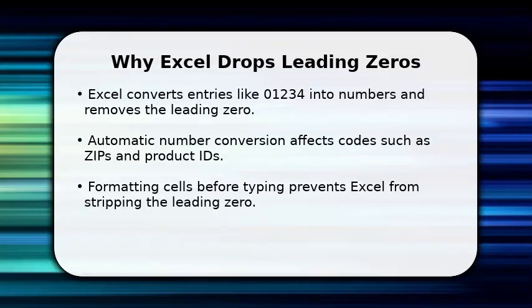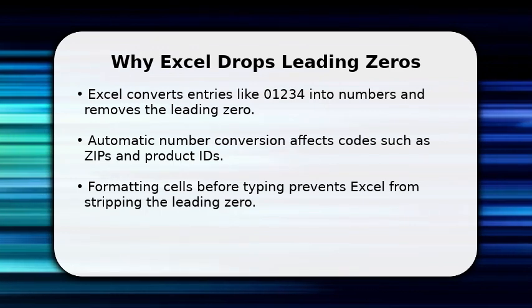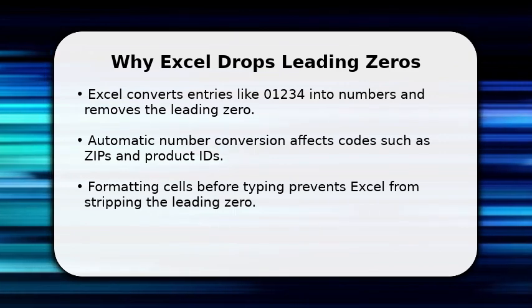Excel treats entries that look numeric as numbers and removes leading zeros automatically. This behavior affects ZIP codes and product ID. For example, 01234 becomes 1234 when Excel converts it to a number. That automatic conversion is the reason zeros disappear unexpectedly.